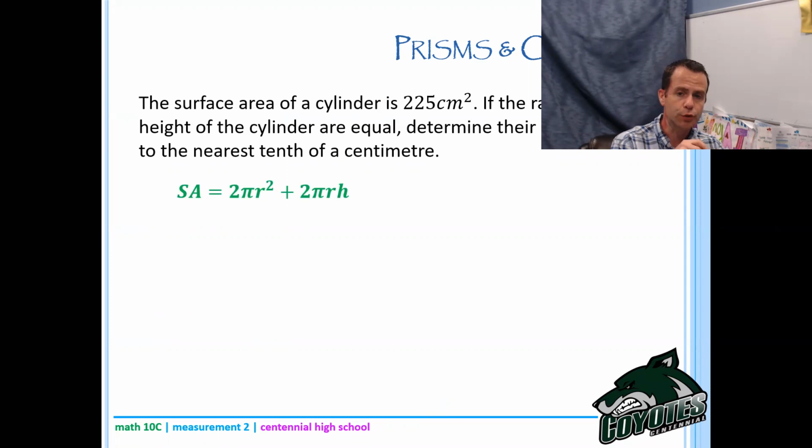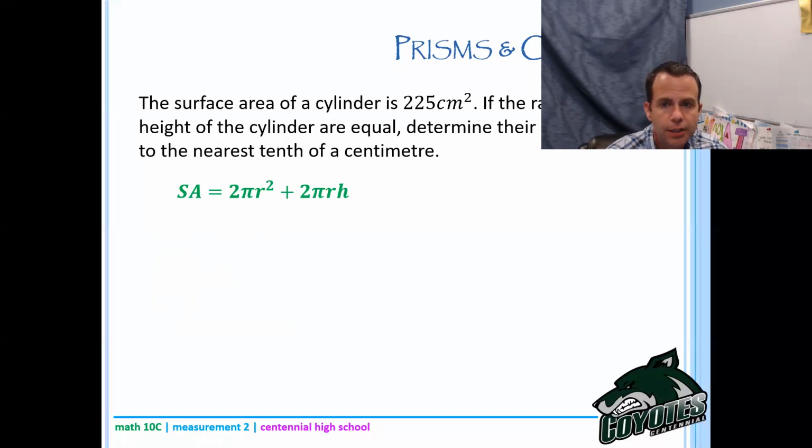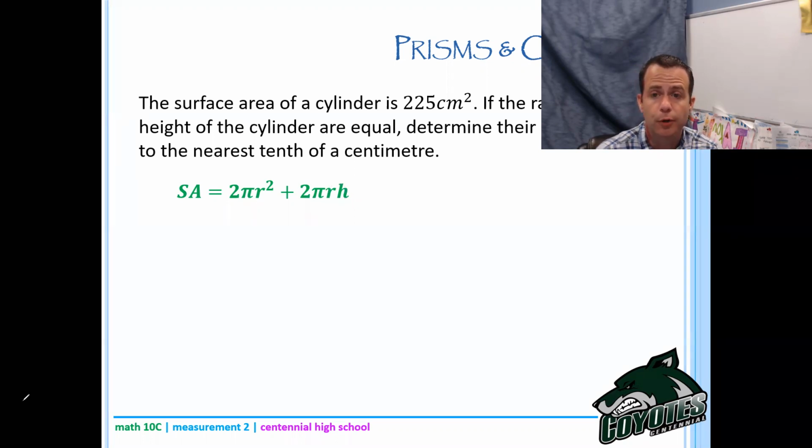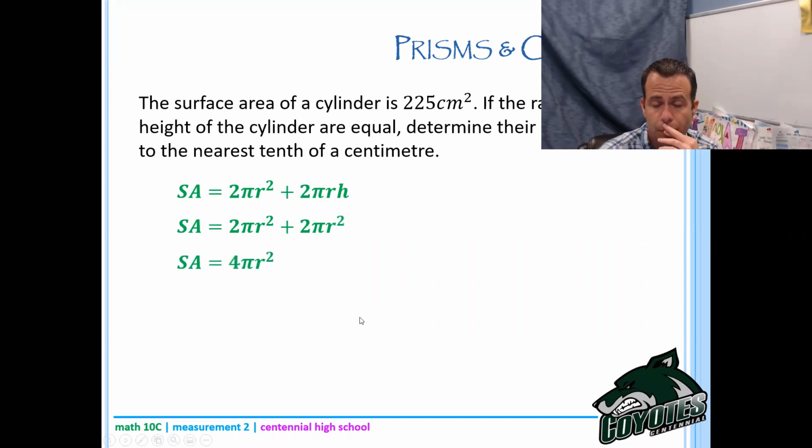Okay, so start with the formula that you know. Surface area of a cylinder is 2 pi r squared plus 2 pi r h. Now, I know that the radius and the height are equal. So instead of writing that h right here, if the radius and height are equal, I can just call it an r. So that would actually give me 2 pi r squared plus 2 pi r squared. Well, 2 apples plus 2 apples is 4 apples, so that's going to give me 4 pi r squared. Okay. Now, I know that the surface area is 225, so I'll plug that in for surface area, and I can solve for r. 225 divided by 4 pi, and then I would need to take the square root.